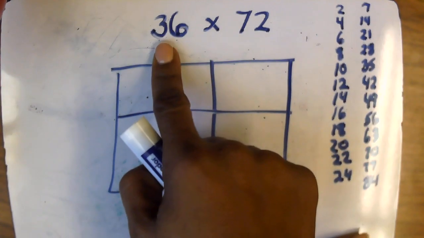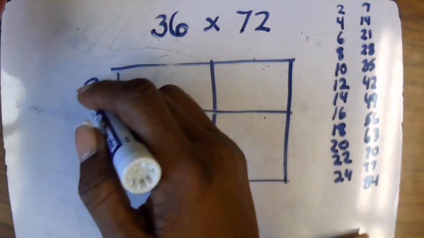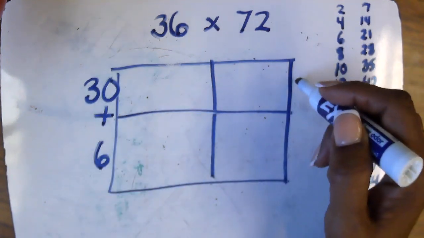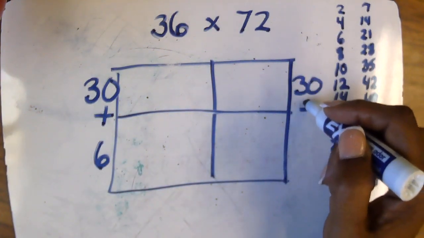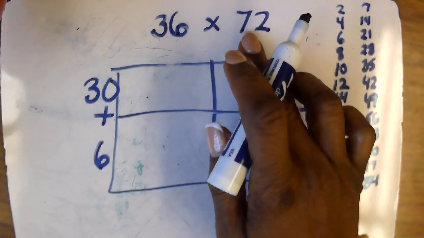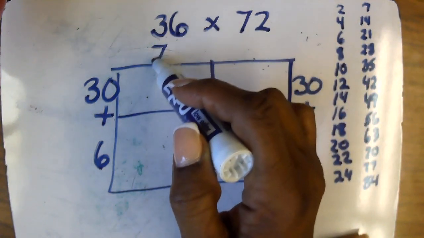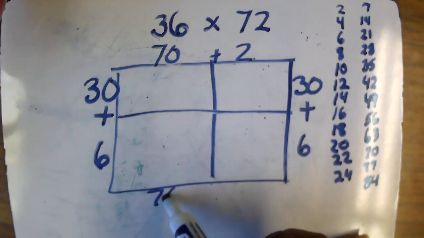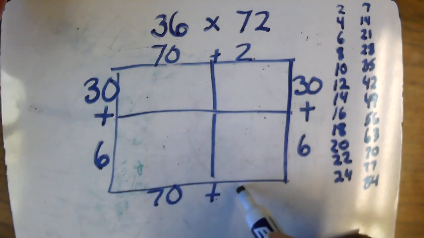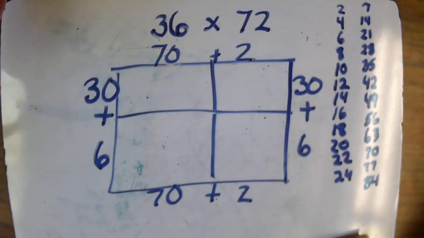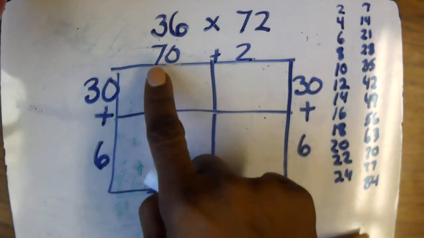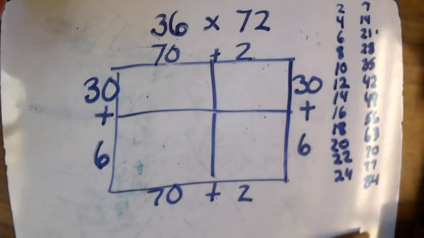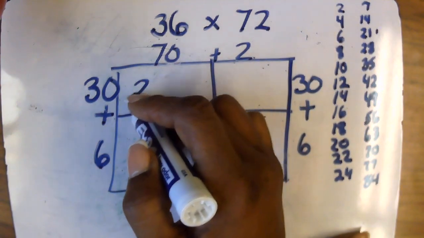Now, the first number here I always put on the side. And I'm doing the expanded form of 36, and that's 30 plus 6. Now I'm going to do the expanded form of 72, and that's 70 plus 2. If the top is 70 plus 2, the bottom is equivalent or congruent. It is also 70 plus 2. Okay? Now we're going to do 3 times 7. I'm going to go to 7 and go down 3. 1, 2, 3. That gave me 21. So I'm going to put 21.